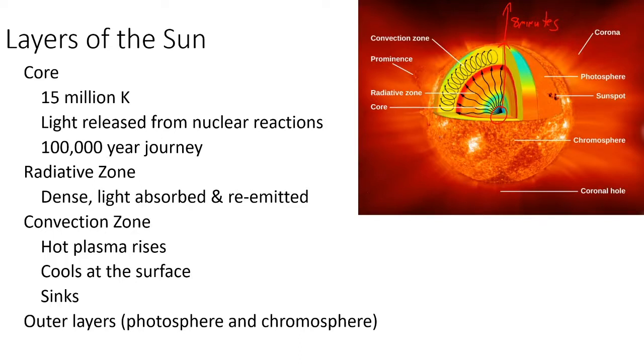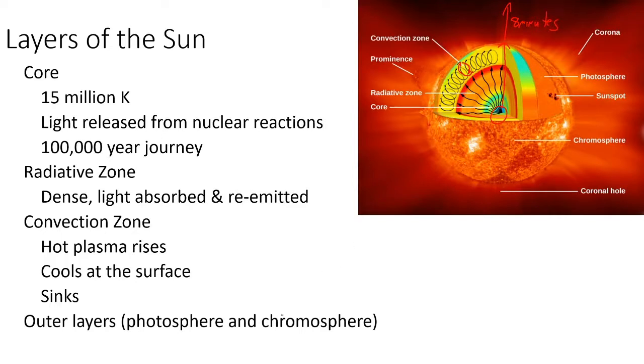Now the convection zone is this circular zone. We have convection on Earth. We have convection currents in the ocean. We know that hot air rises. Well, the same thing is true for plasma. The hot plasma rises. It doesn't get cool by Earth standards, but it's still cooler than before, and it sinks. So there's this constant rolling that we see in the convection zone.